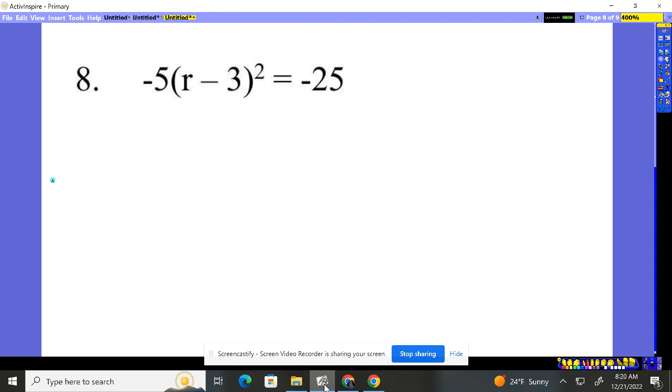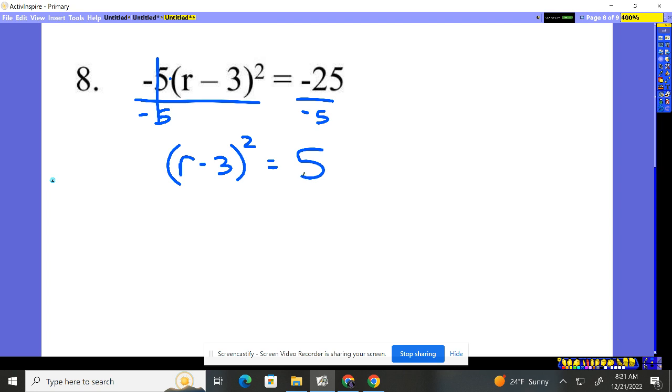All right, number 8. Ooh, what are we gonna do? Well, first step, I think it's obvious. We're gonna go ahead and get rid of the multiplying by -5 and divide by -5. That's gonna give me r minus 3, that whole thing squared, equals negative by negative is positive, positive 5.